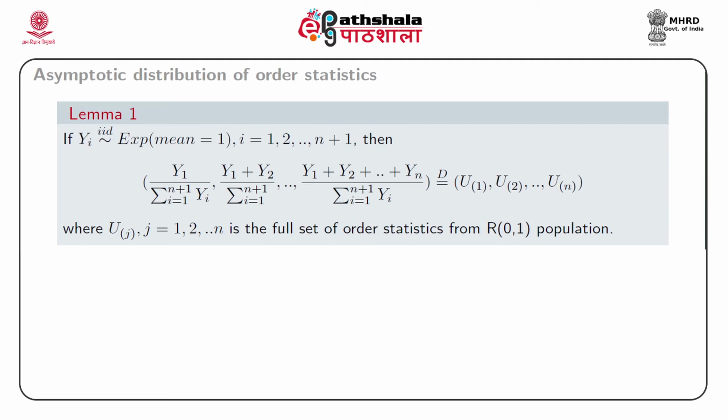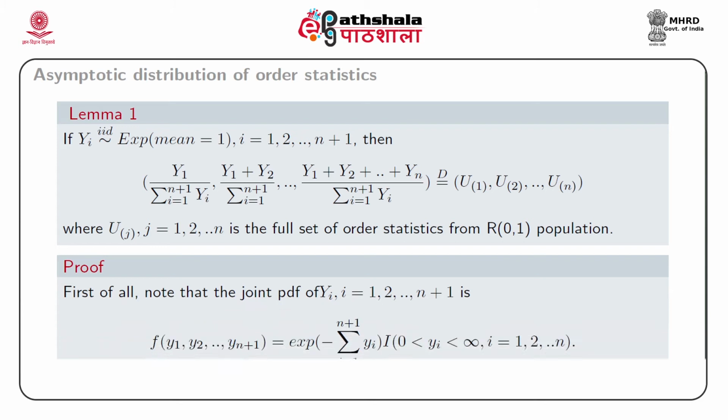So, how to prove this result? This result is not very immediate or very well known, but is very useful. So, let us first find the distribution. First of all, note that the joint distribution of Y_i is simply e to the power minus the summation i from 1 to n plus 1 of y_i, for 0 less than y_i less than infinity for every i.